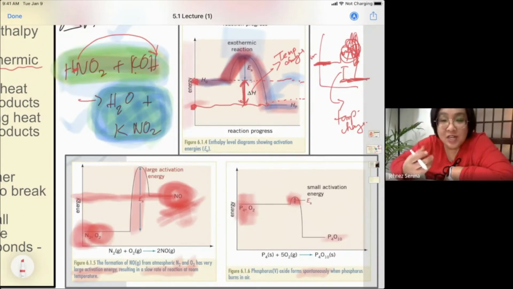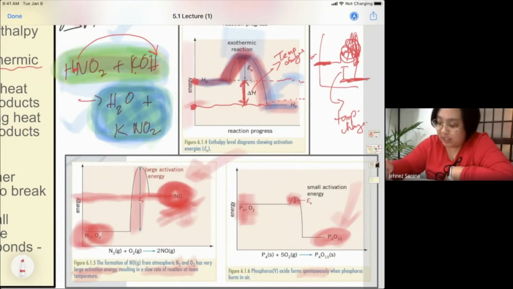There's still energy in your products compared to your exothermic reaction. The products are stable. They don't have a lot of energy anymore. Where did the energy go? To their surrounding. So just talking about stability, the products of endothermic reactions are unstable. The products of exothermic chemical reactions are stable. There's not a lot of energy in the substances anymore.